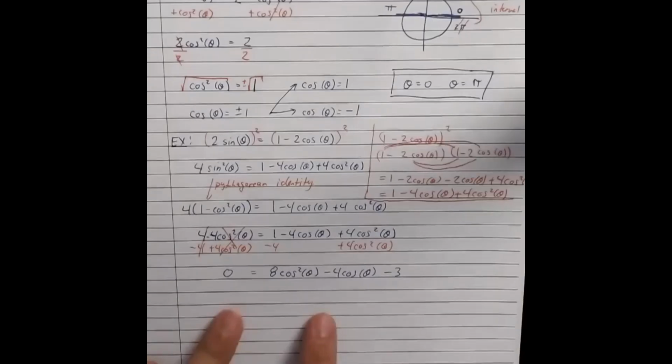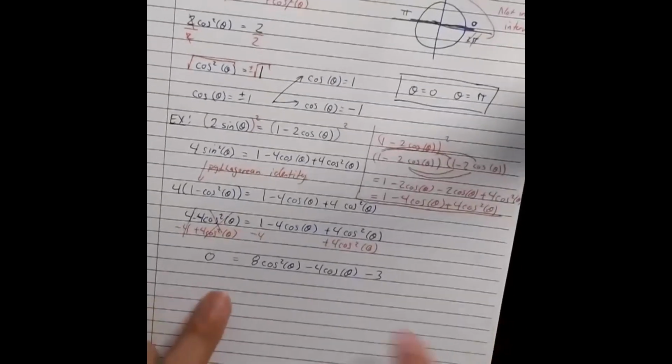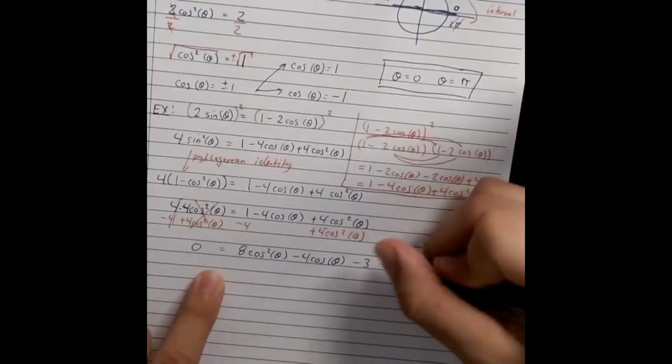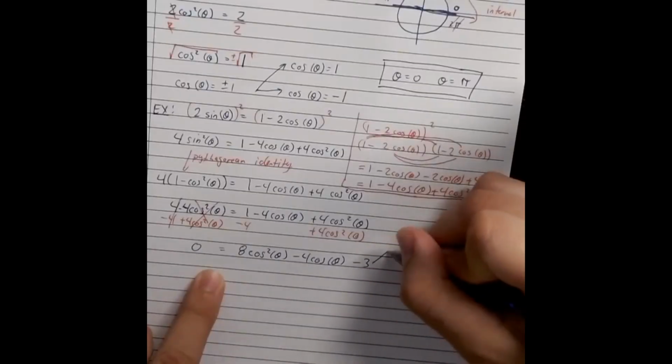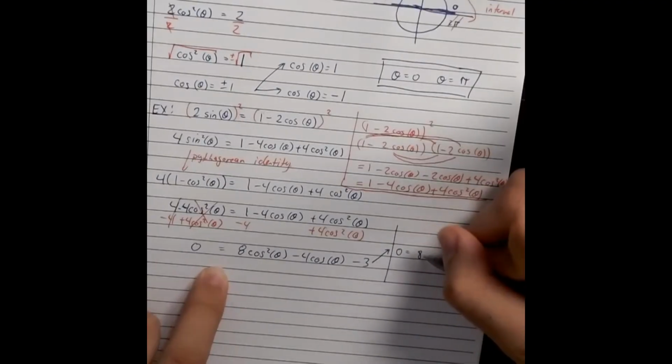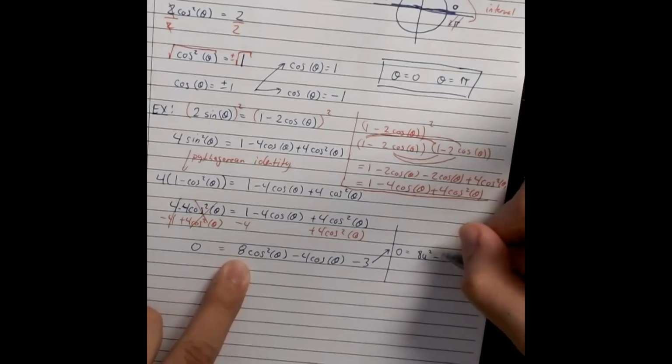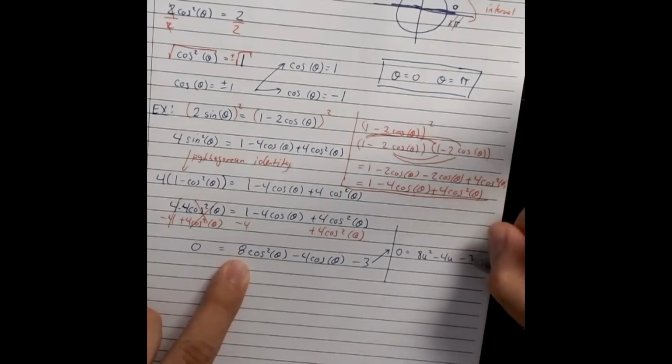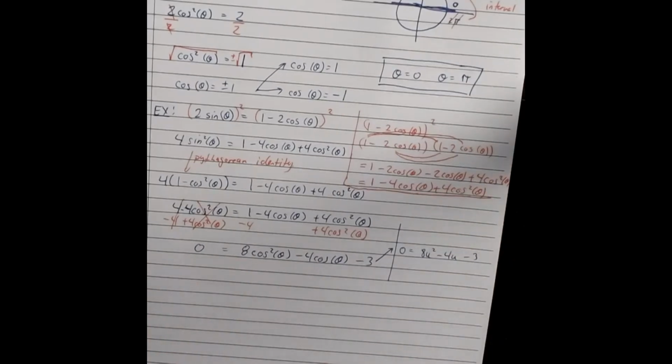We can now take this, and using some substitution, we can think of this as a polynomial equation. All right, so let's think of this like this. It's going to be 0 equals 8u squared minus 4u minus 3. And that doesn't look very friendly. Doesn't look like factoring is going to be an easy option. So maybe the quadratic formula.